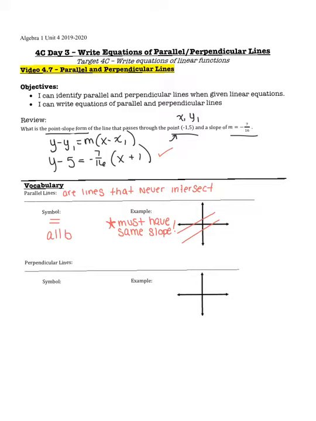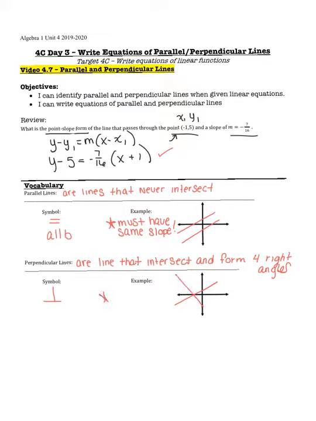And then perpendicular lines are lines that intersect and form 4 right angles. And a symbol for perpendicular kind of looks like an upside down T. And an example of that might be, let's do this. Let's say I have a line here. Perpendicular to that will look something like this.